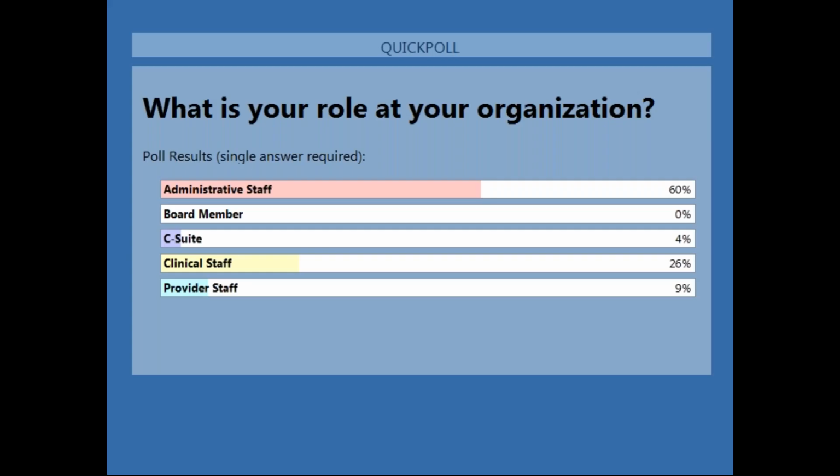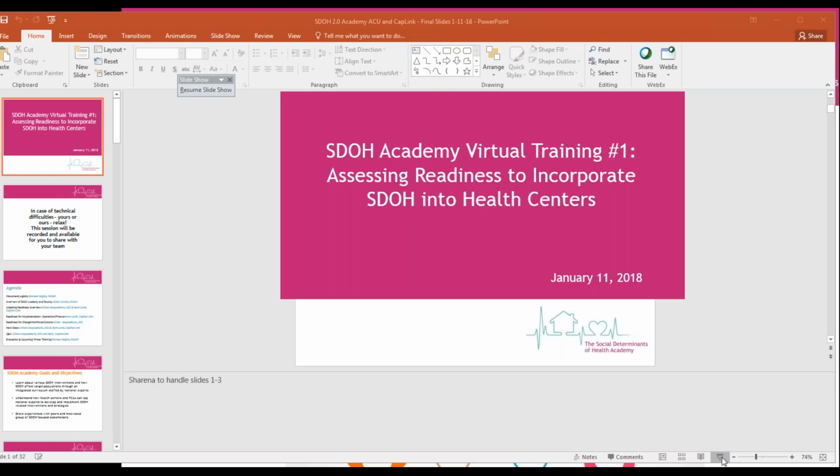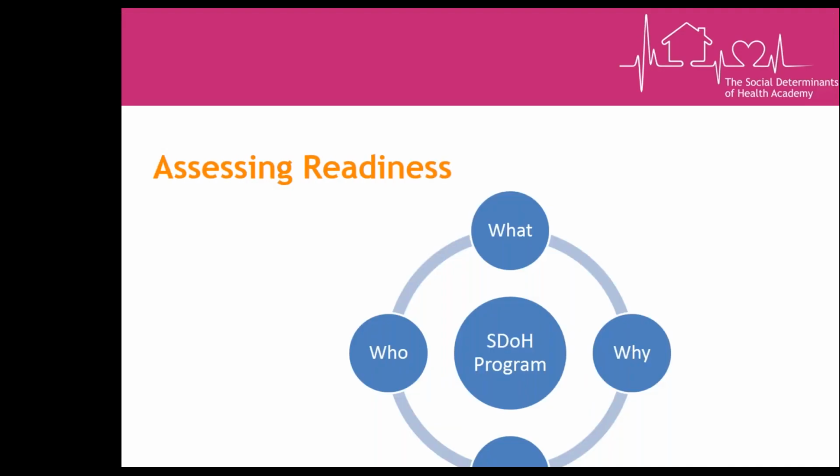Thanks, Allison. So it looks like 60% were administrative staff, 0% were board members, 4% in the C-suite, 26% clinical staff, and 9% provider staff. Thank you for voting. Great, thank you guys, and thanks Sharina for that.